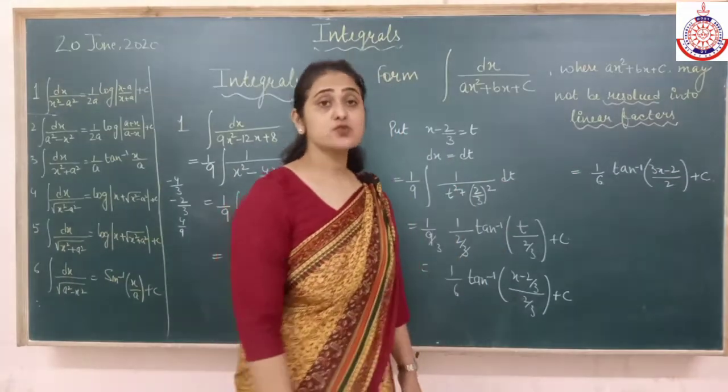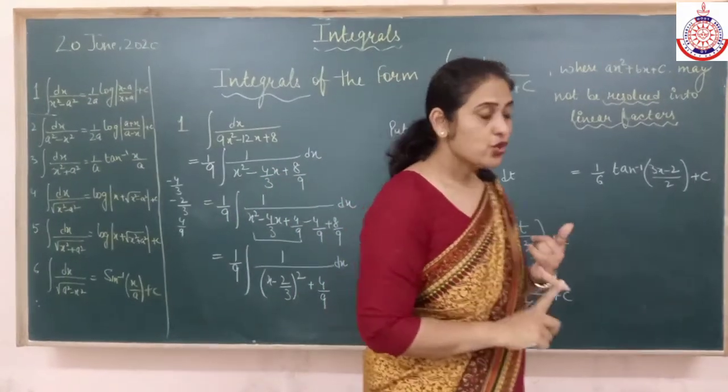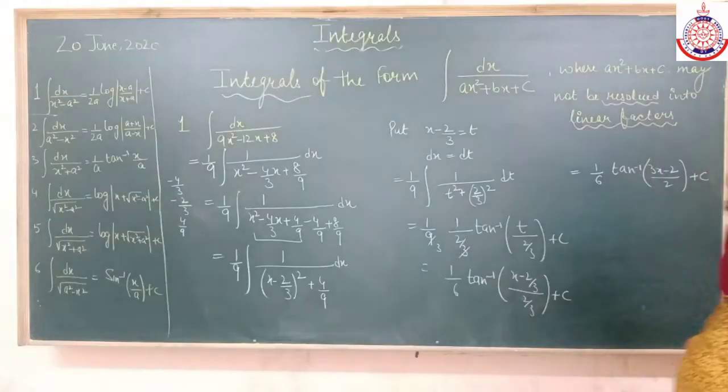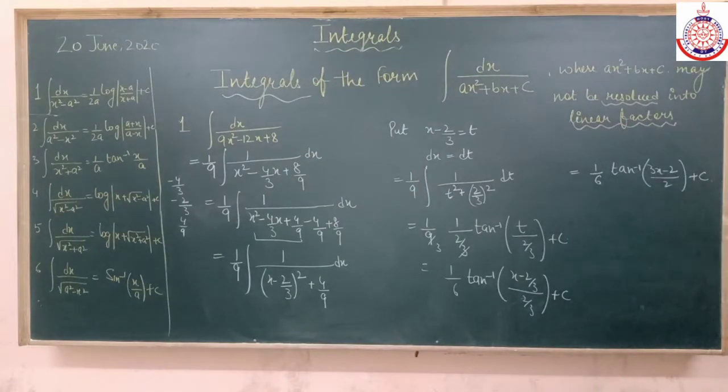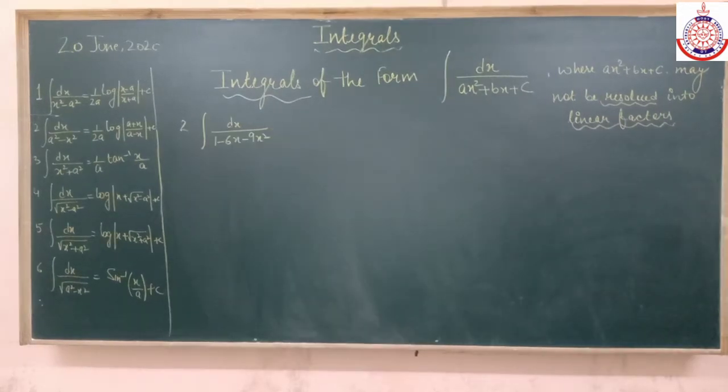Clear, children? This is what you have to do. The first step, the coefficient of x square should be 1. Then square of half the coefficient of x has to be added and subtracted. The first three terms will give you the whole square, either of a plus b whole square or a minus b whole square. Put that particular thing is equals to t, and the question will fall in one of the forms written there. Now see the next one.